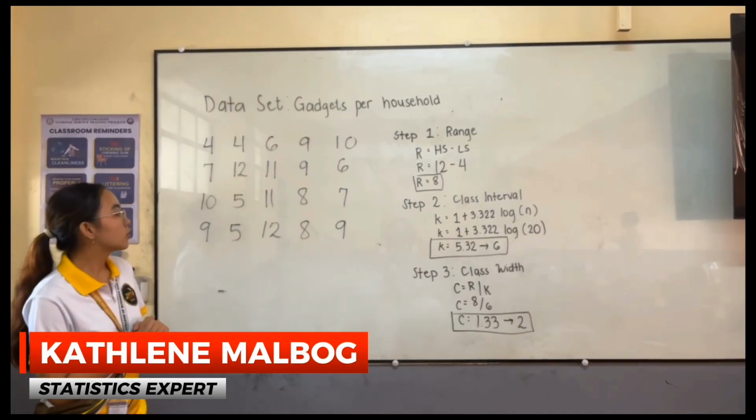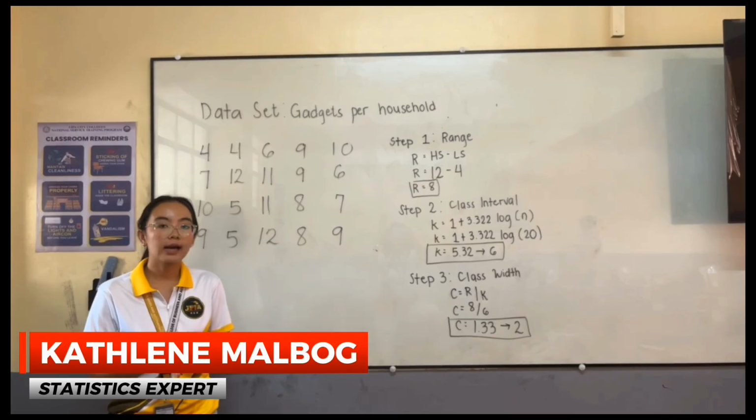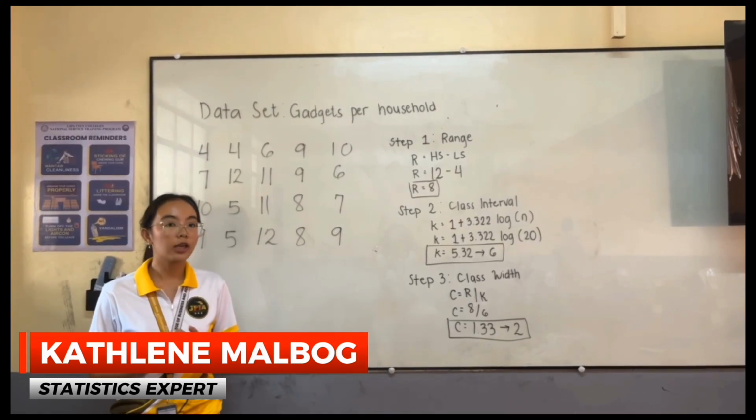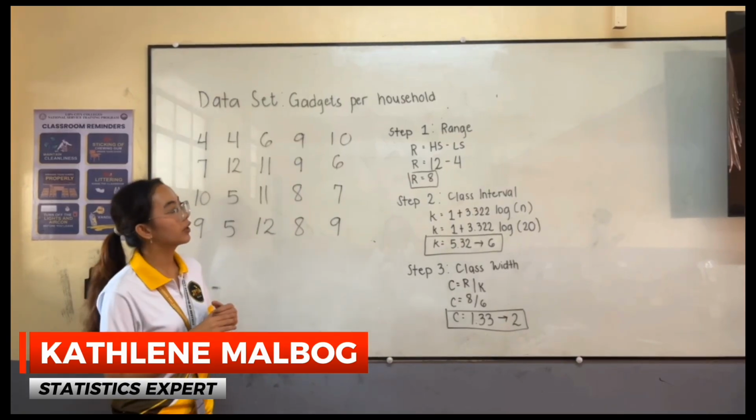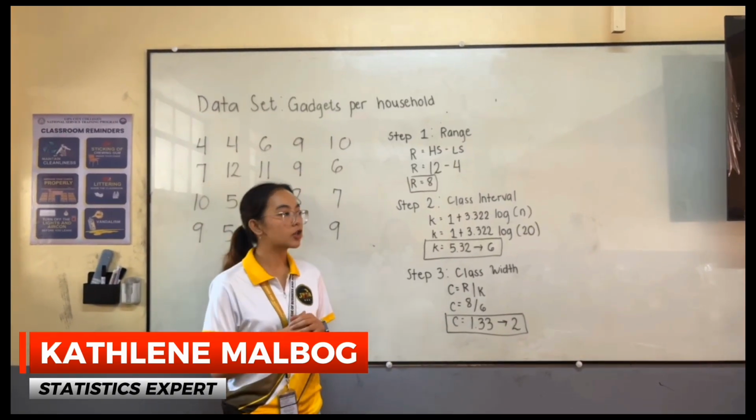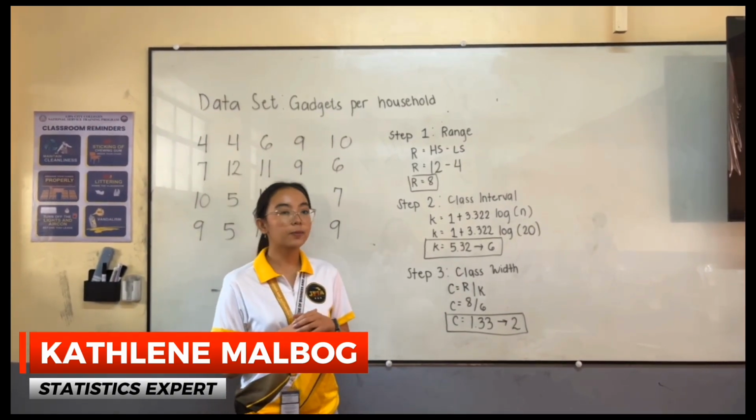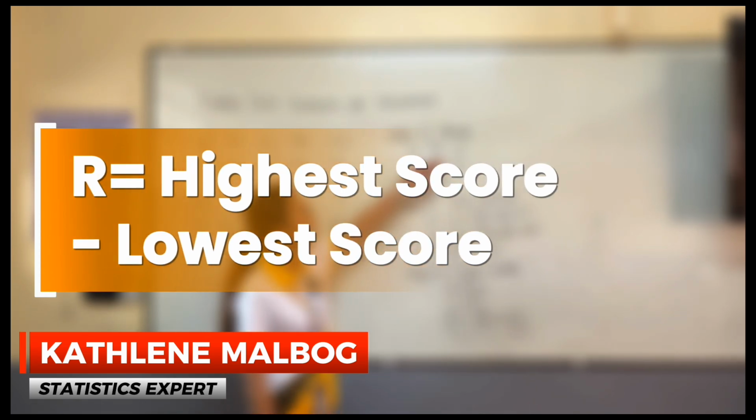So you can actually complete the frequency distribution table arranging it from lowest to highest, but you need to be careful and identify the values. May mga initial three steps po tayo na kailangan natin gawin. So for step 1 is to identify the range. The range is computed by using the formula R is equal to the highest score minus the lowest score.